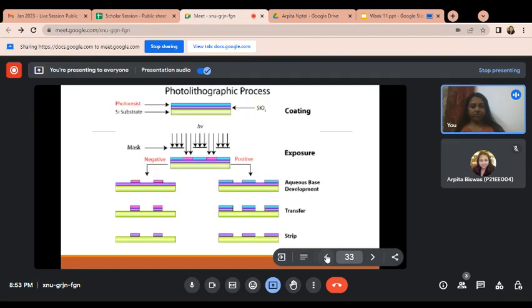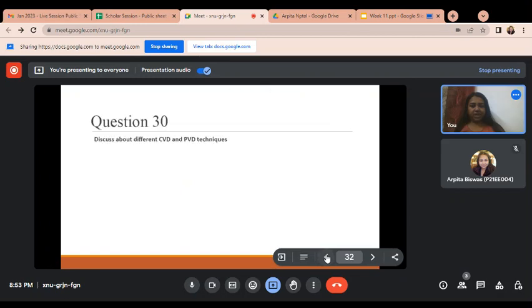This is the photolithography stage. And the last question, question number 30, is discuss the different CVD and PVD techniques. We already discussed the CVD and PVD techniques. What is the full form of CVD? This is chemical vapor deposition.